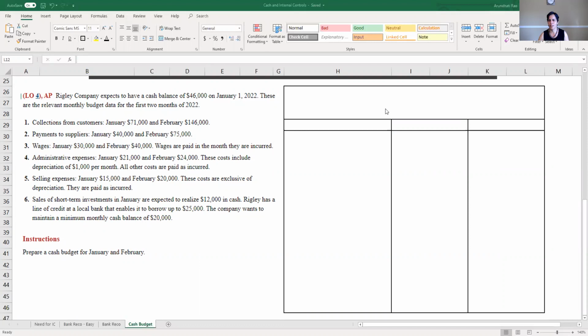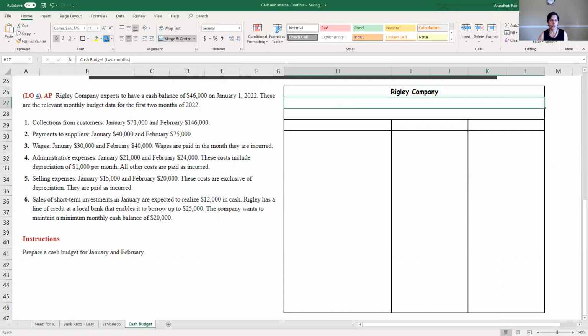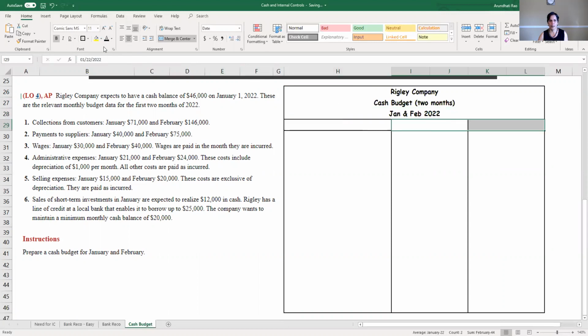So I'm going to start out by setting up my cash budget. It's an internal document, there's no prescribed format, and you want to keep it such that it's useful for the internal users and it's easy to update. So to start with, in the first line, I'm going to write the name of the company. In the second line, I'm going to identify the name of the document. This is a cash budget for 2 months, and I'm going to identify which months they are, Jan and Feb.